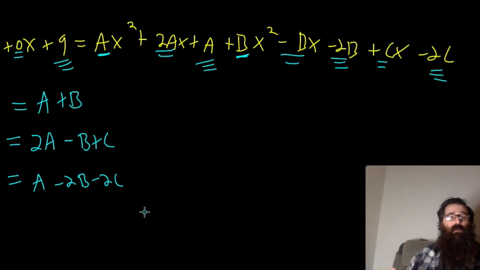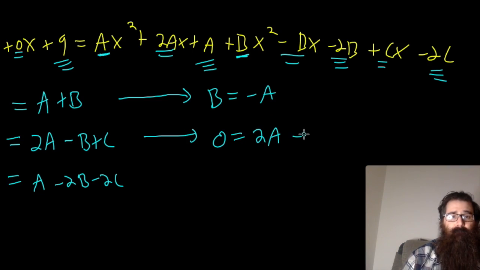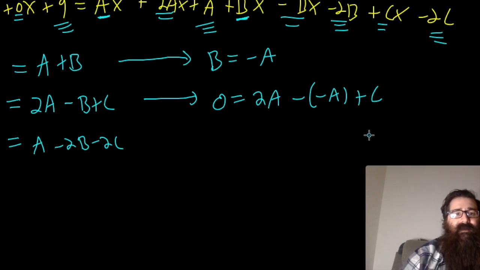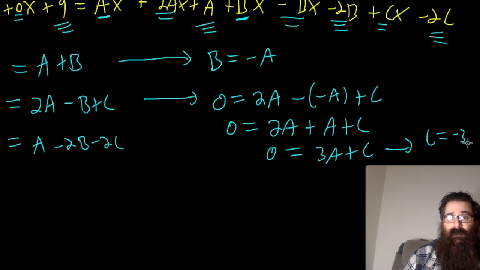So we'd say, okay, well, let's see if we can start making some substitutions. Now I can start with the first equation. If a plus b is equal to 0, I could solve for b and say that b is equal to negative a. Now I can go into the second equation and say that 0 is equal to 2a minus b, but b is negative a, plus c. So what does that tell me? Well, that tells me that 0 is equal to 2a plus a plus c, or that 0 is equal to 3a plus c, or solving for c now, that c is equal to negative 3a.